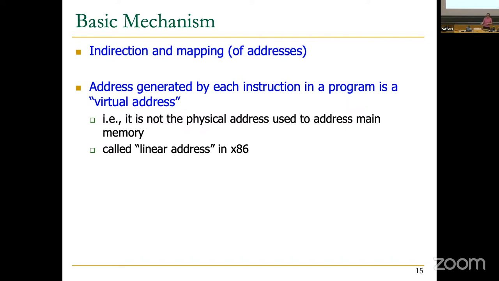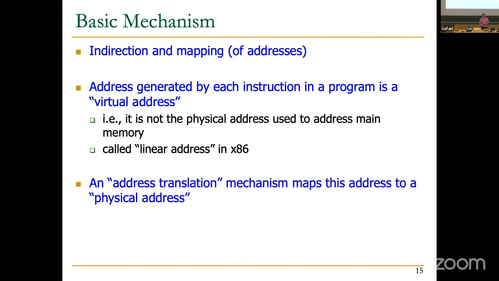This is also called a linear address in x86. x86 has interesting terms. This is where I don't think they did a good job in terminology, let's say. And then there's an address translation mechanism that maps this address to a physical address. And we're going to talk about that address translation mechanism. That physical address is called a real address in x86, which is not bad actually in terms of terminology, let's say.